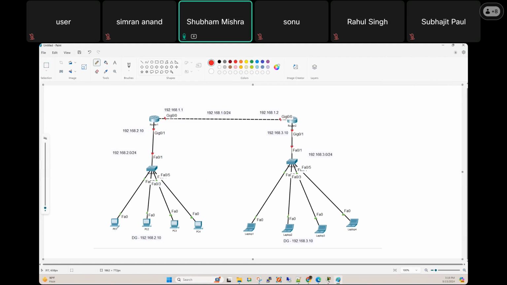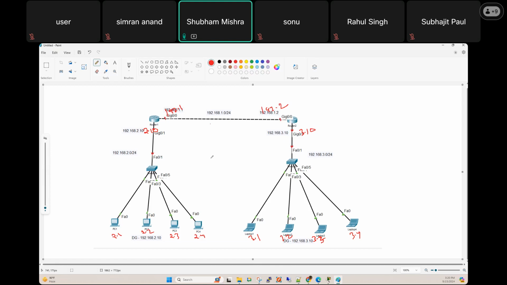192.168.2.1, 2.2, 2.3, 2.4, right? And here we assign 2.10. And here we assign, guys, 3.1, 3.2, 3.3 and 3.4. And here, guys, 3.10. Here 192.168.1.1 and here 192.168.1.2. Done, everyone? Yes or no?